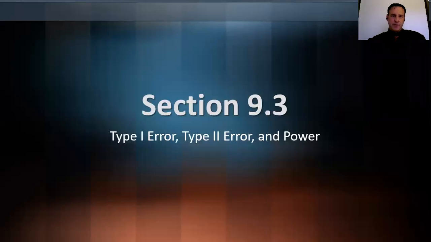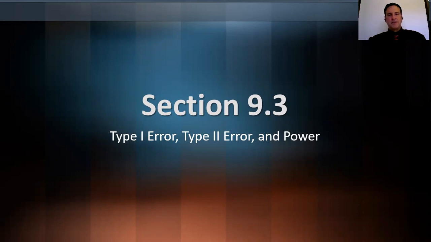This is section 9.3, type 1 error, type 2 error, and power. In reality, this is not really 9.3. This is just a section that covers 9.1, 9.2, and 9.3. It's inclusive in all those chapters. However, I really don't like discussing this until the very, very end. These ideas appear in all three of them.